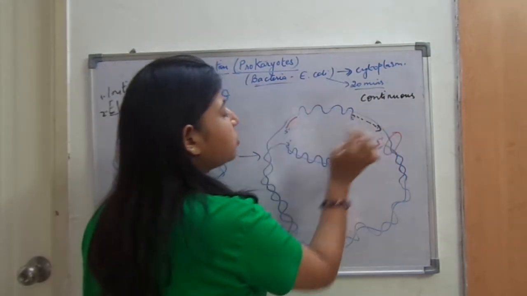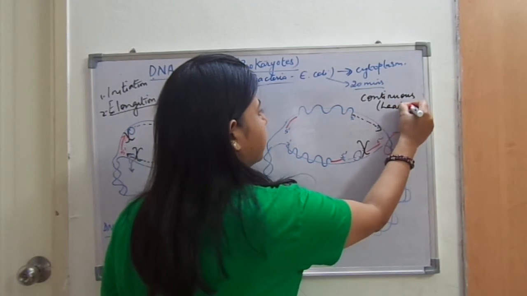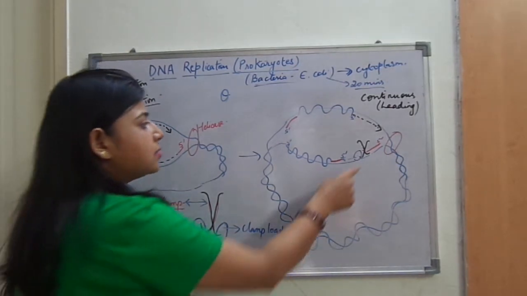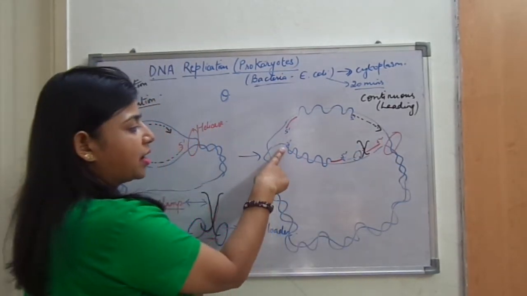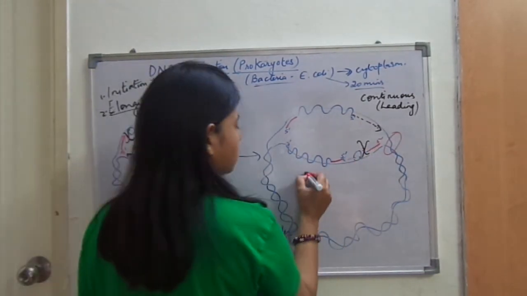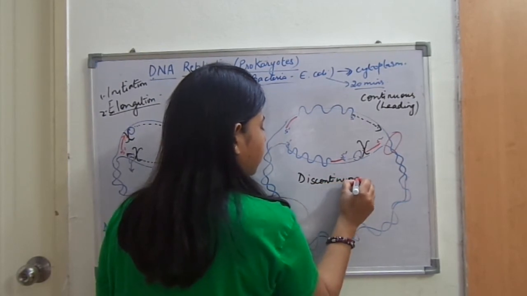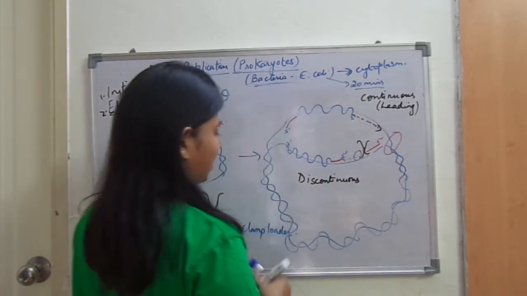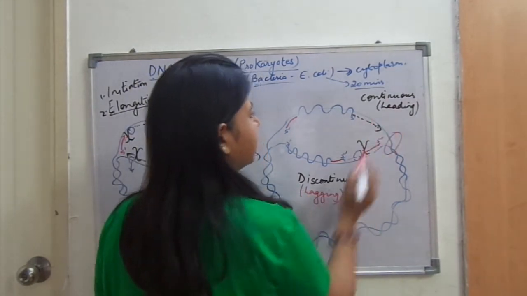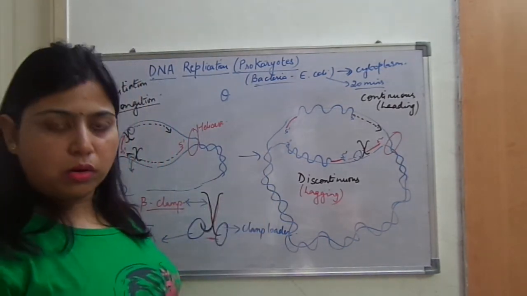And in this continuous replication, this strand comes to be known as leading strand, right? Because the replication is continuous. In the second strand, DNA replication had been halted at this position and restarted at this position. So this is known as discontinuous DNA replication, right? And this strand is known as lagging strand, unlike this strand which is known as the leading strand. I hope it is clear. This is the elongation part.